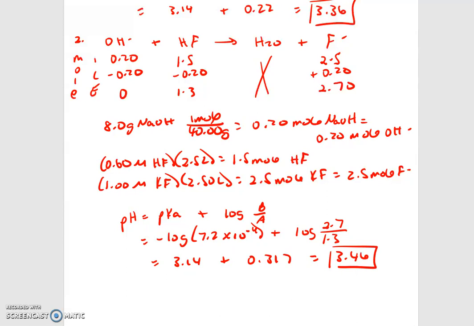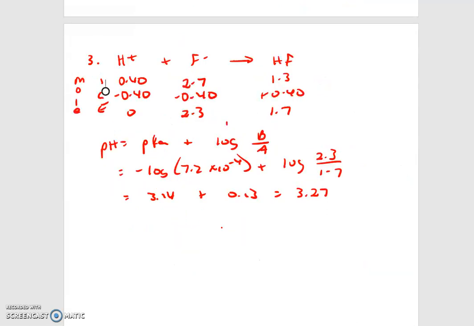within my buffer capacity. For the last problem, I want to calculate the pH after I add 0.40 moles of hydrochloric acid, which is a strong acid, to the solution in question number 2. So again, I'm going to be using a mole ice chart. I have 0.40 moles of my hydrochloric acid, which is a 1-to-1 ratio to hydrogen ion, so I have 0.40 moles of hydrogen ion. From the problem above, I have 2.7 moles of fluoride ion and 1.3 moles of my hydrofluoric acid.